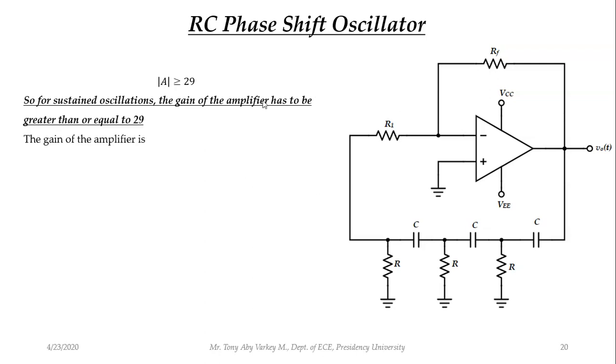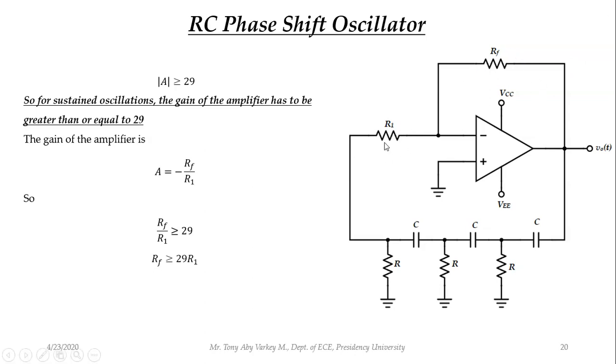Now, what is the gain of this amplifier? Minus RF by R1. Correct. So mod of minus RF by R1 should be greater than 29, or RF should be greater than 29 times R1.